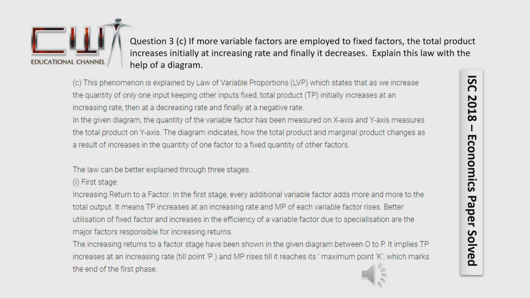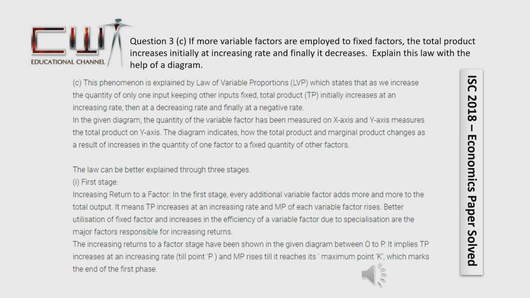The first stage is the stage of increasing returns to a factor. In the first stage, every additional variable factor adds more and more to the total output. It means total product increases at an increasing rate and marginal product of each variable factor rises. Better utilization of the fixed factor and increases in the efficiency of the variable factor due to specialization are the major factors responsible for increasing returns.